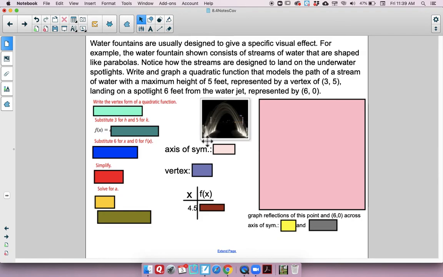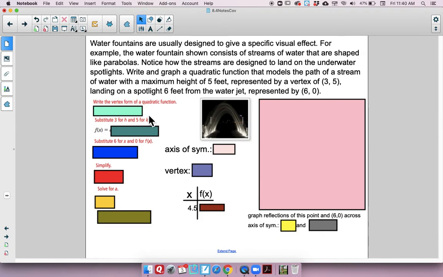So for example, if the edge here was our y-axis and this is our x-axis, this would be 0, 0. And we're saying that this would come back and land at 6, 0. Okay, so we have to write it and graph it. Okay, so let's write it first.